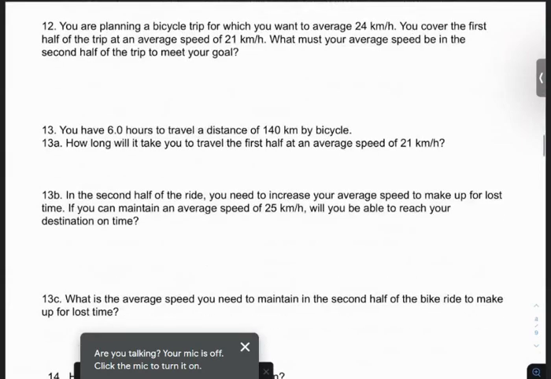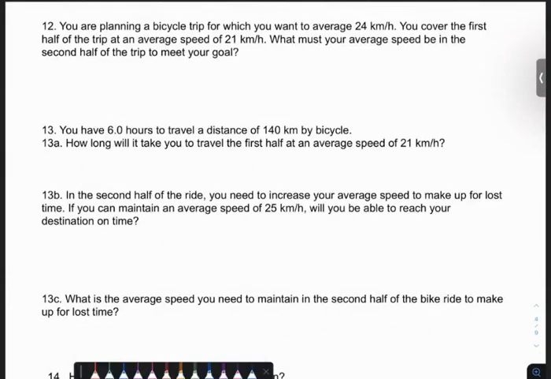It says you are planning a bicycle trip for which you want to average 24 kilometers per hour. You cover the first half of the trip at an average speed of 21 kilometers per hour. What must your average speed be in the second half of the trip to meet your goal?